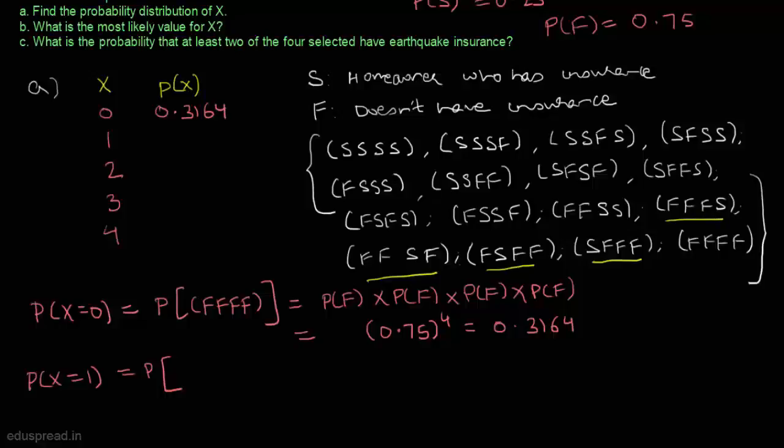This means we can write all those outcomes here. So this is equal to the probability of FFFS, FFSF, FSFF, and SFFF. So these are the corresponding outcomes. So we know that the probability of getting an S is 0.25 and the probability of F is 0.75, and these are independent.